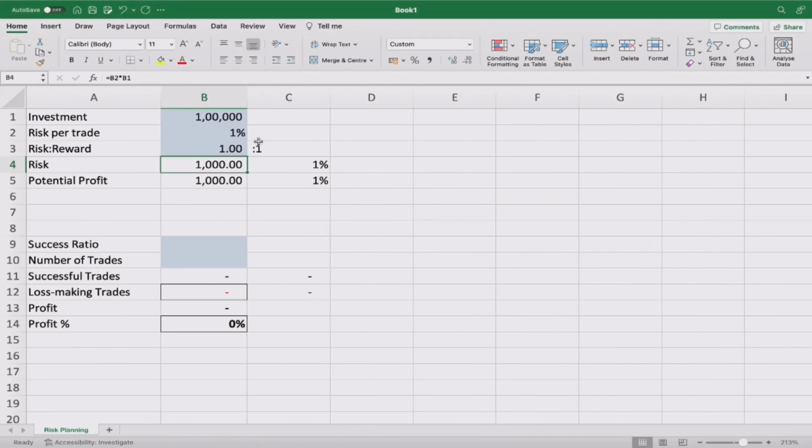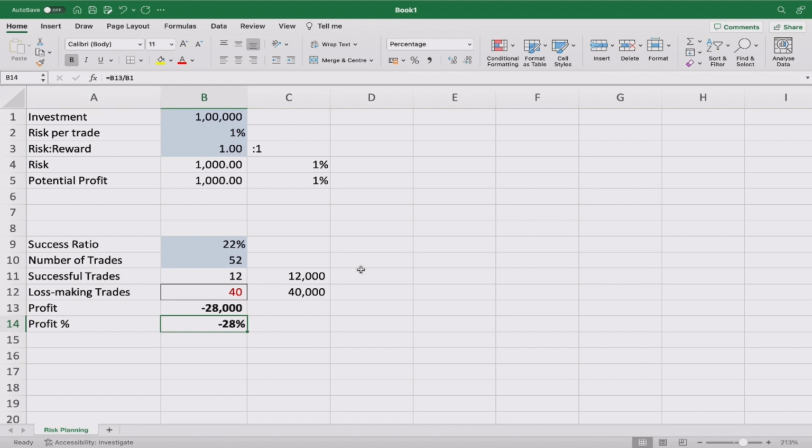That is a risk to reward ratio of 1:1, which means for a potential loss of 1000 rupees, I have a potential profit of 1000 rupees as well. And as we saw, the success ratio is 22%. What does that mean in terms of trades? So let's say I take one trade a week for the 52 trading weeks that we have in a year, which means I will have 12 successful trades giving me a profit of 12,000 rupees, but 40 loss-making trades, which will give me 40,000 rupees of loss, giving me a net loss of 28,000 rupees, which is a minus 28% return on my capital.